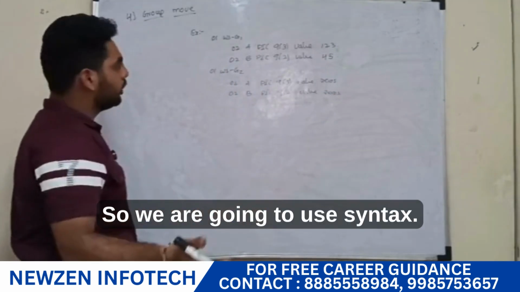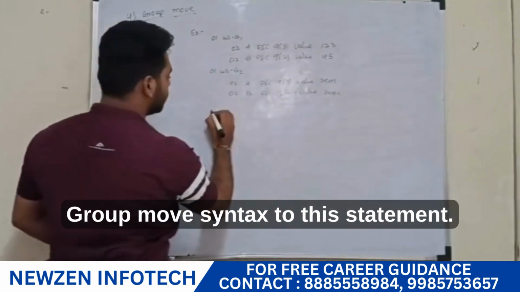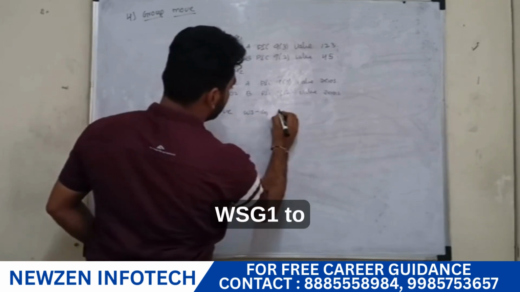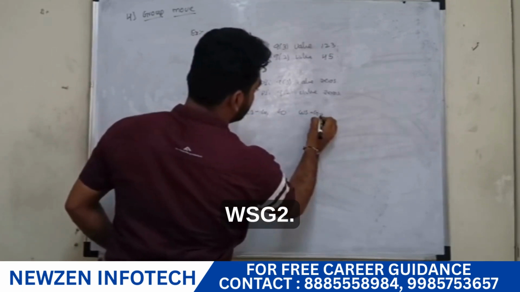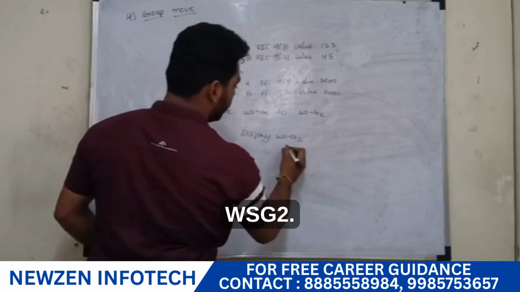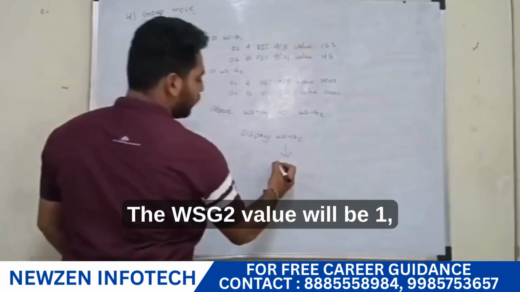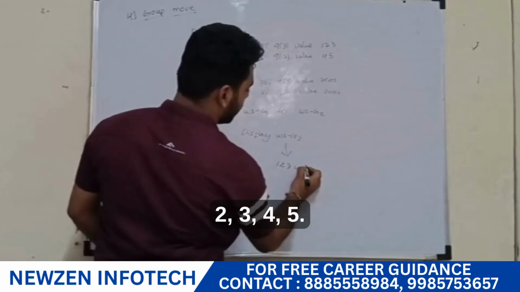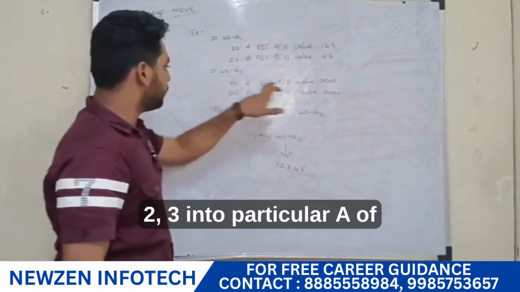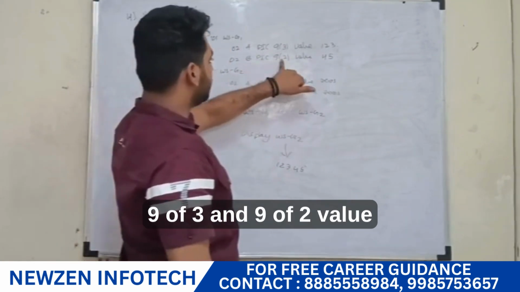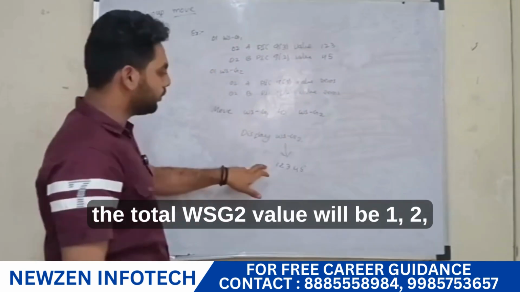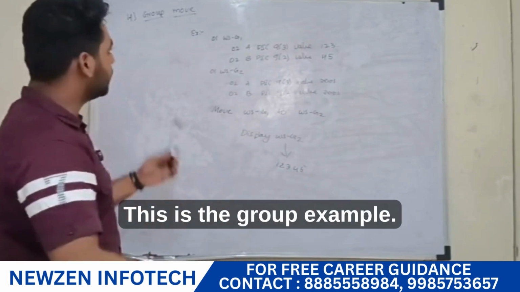So we are going to use the group move syntax for this statement. MOVE WS-G1 TO WS-G2. DISPLAY WS-G2. The WS-G2 value will be 1, 2, 3, 4, 5, because we are moving 3 characters, 1, 2, 3, into the particular A of PIC 9(3), and 4, 5 into the B of PIC 9(2). So the total WS-G2 value will be 1, 2, 3, 4, 5. This is the group move example.